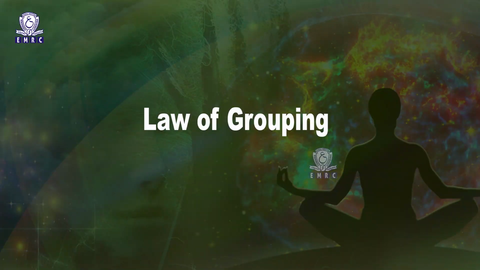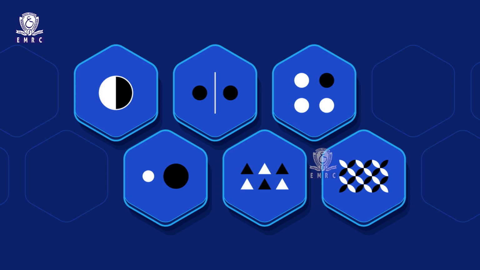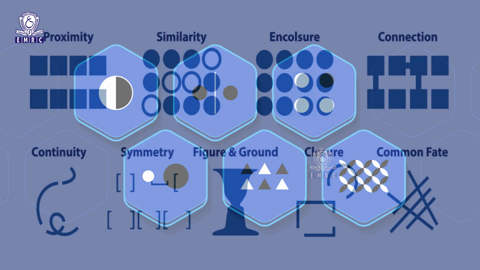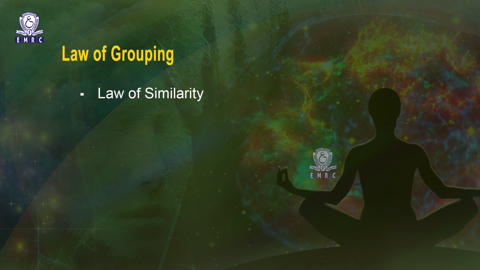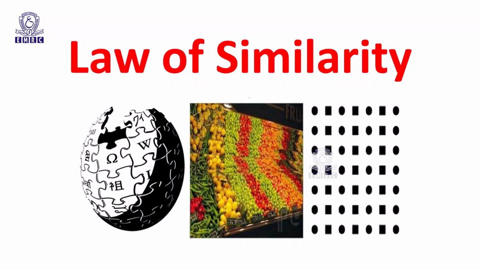Attention by Gestaltists is often related to a series of principles known as the laws of grouping, which are the basic ways in which we group items together. Now, let us talk about the first law of grouping, which is called the law of similarity. As the name suggests, it is the tendency to perceive similar items as a group.